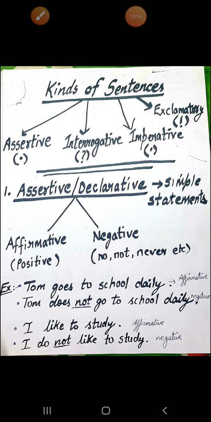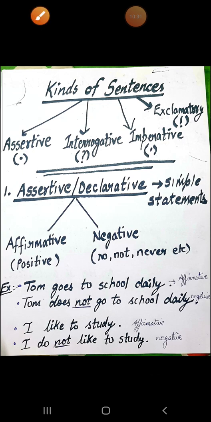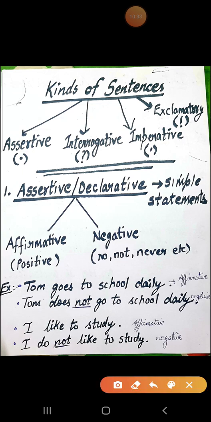So let's see the next part, that is kinds of sentences. There are 4 kinds of sentences. How many kinds of sentences? 4. What are those? First is this assertive. You can see there I have put a punctuation mark, and that is full stop. It means it will end with a full stop.